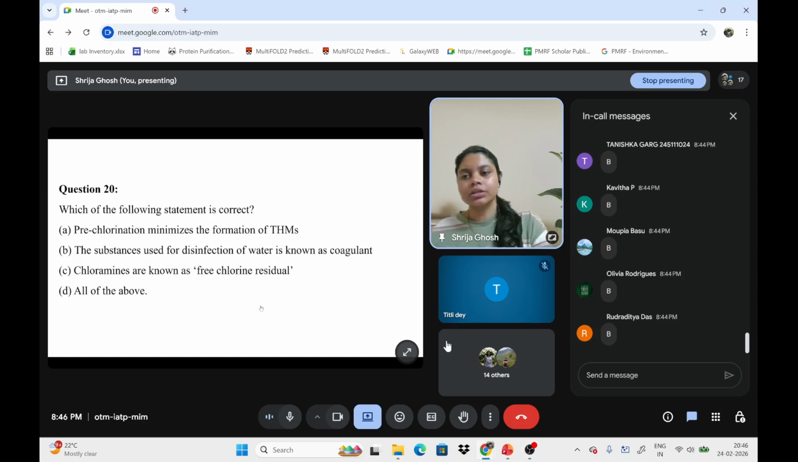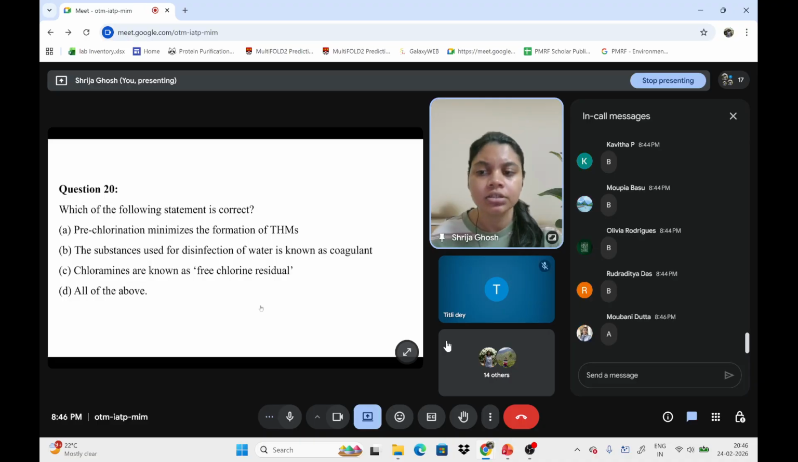Question number 20. Which of the following statements is correct? Option A, pre-chlorination minimizes the formation of THMs. Option B, the substances used for disinfection of water are known as coagulants. Option C, chloramines are known as free chlorine residual. And option D, all of the above. Which statement is correct?